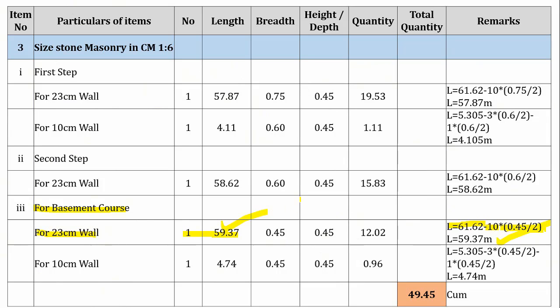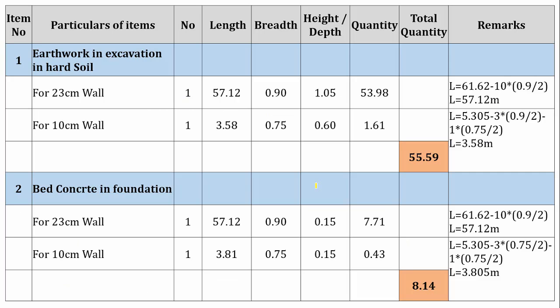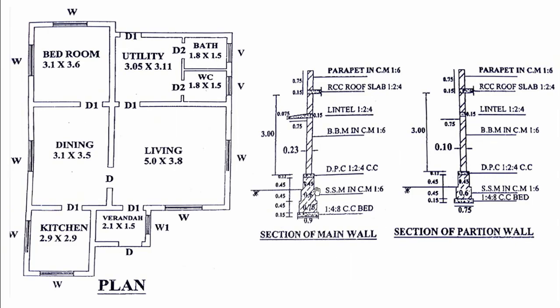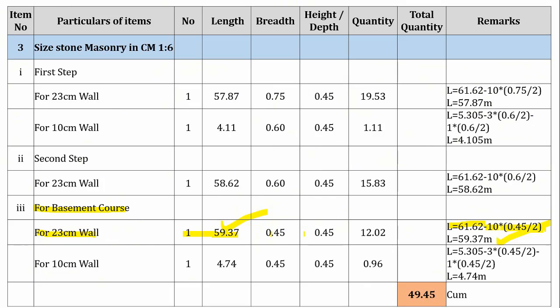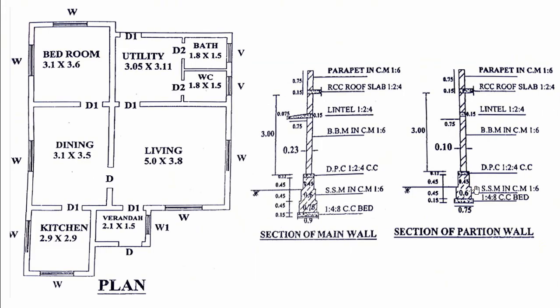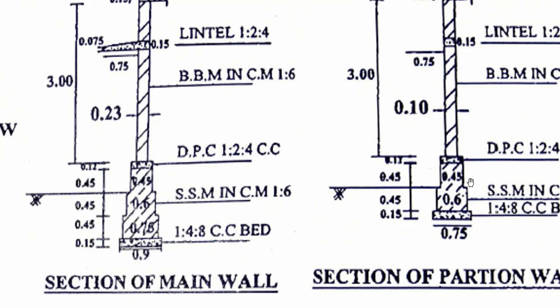Now width is 0.45, depth is 0.45. You will get the answer as 12.02 cubic meters. Then next we will calculate this 10 centimeter wall. Width is 0.45, depth is 0.45.